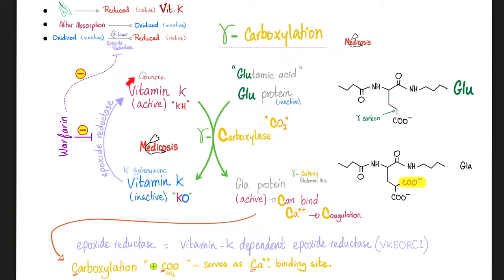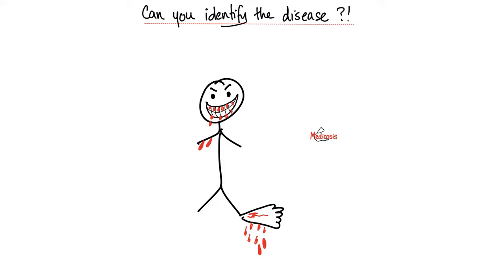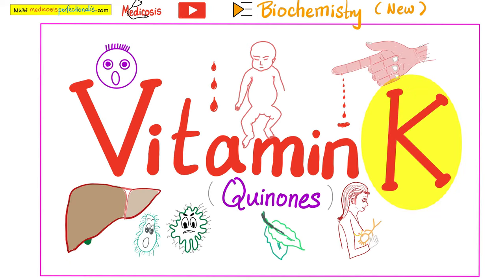So without vitamin K, there is no gamma carboxylation, which is a post-translational modification, which means calcium will not bind, which means blood coagulation will not happen. So what are the symptoms of vitamin K deficiency? Bleeding, because coagulation will not happen. See, medicine makes so much sense once you understand what the flip you're talking about. Learn more about vitamin K and vitamin K deficiency also in my biochemistry new playlist.